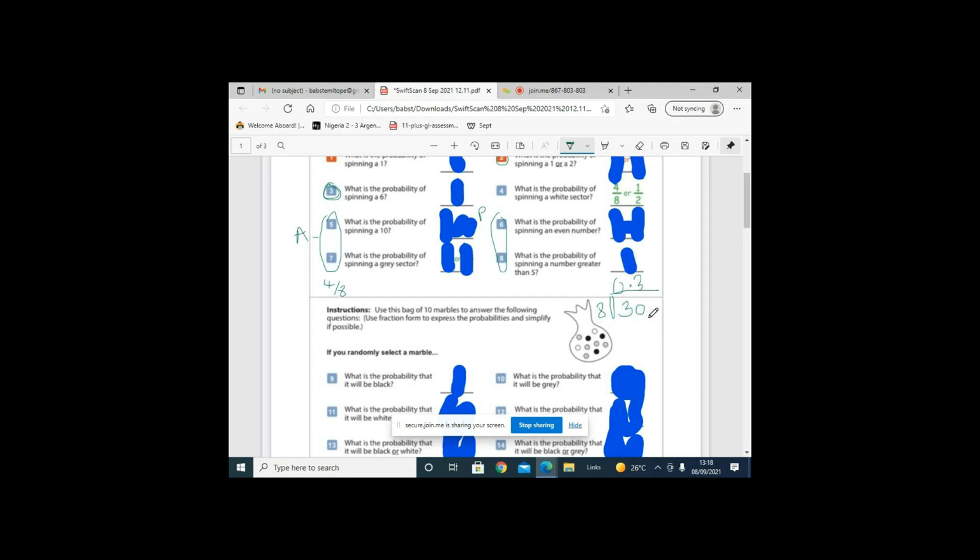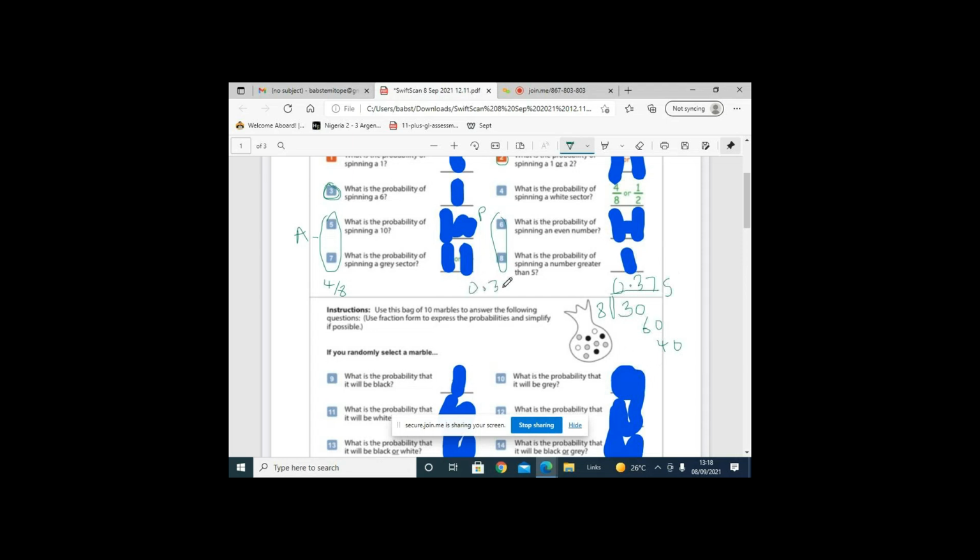Then I brought the 6 down. Remaining 6. You put 8 in 60 again, I said 7. Remaining 4. So 4, 8 in 40, 5. That's it. So it's going to be 0.375. There's no remainder anymore. That's where I am.